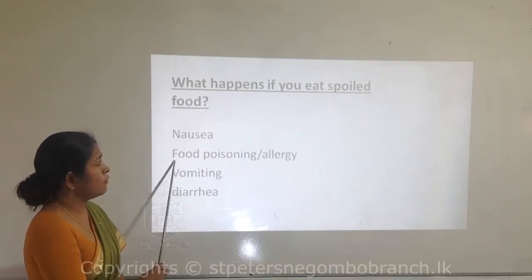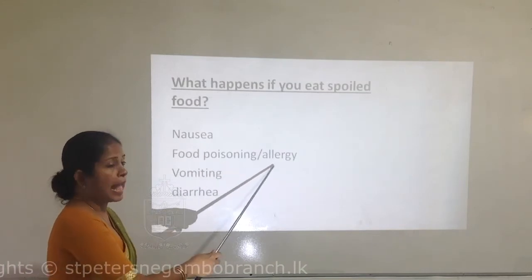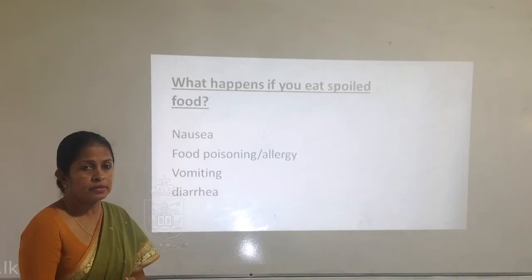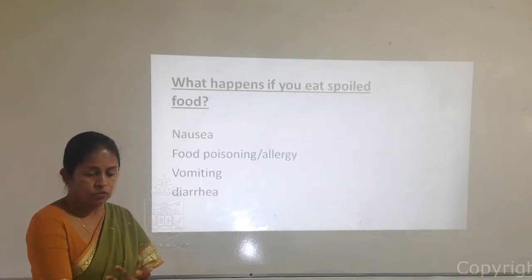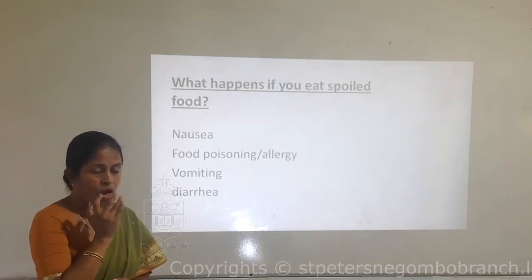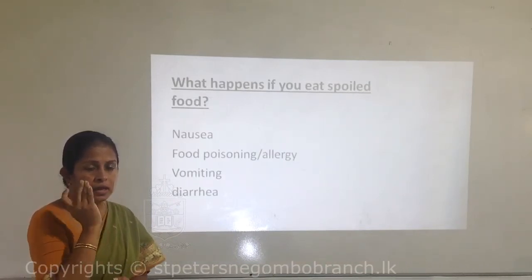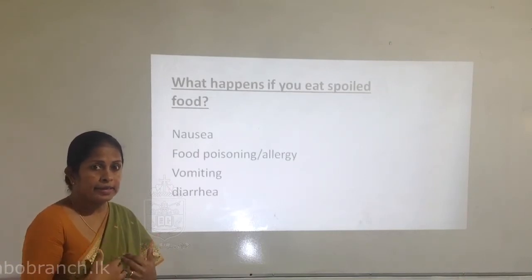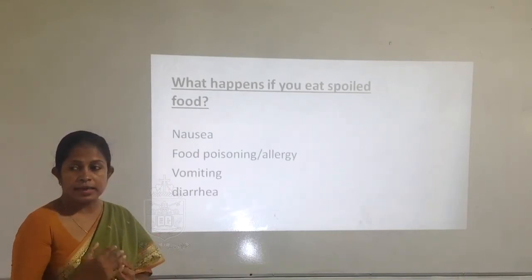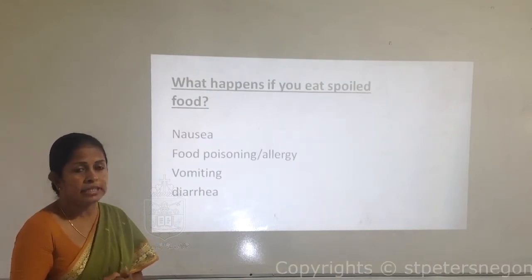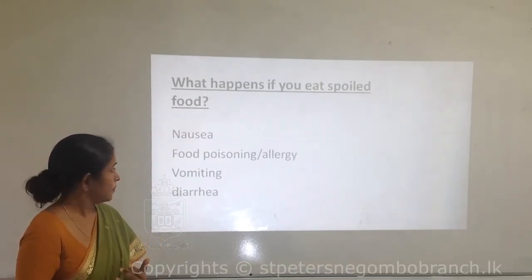Next is food poisoning or allergy. You will get food poisoning. Sometimes you will start itching. The whole body starts to itch. And sometimes your eyes, mouth and everything get a red color. So if anything like this happens, it's an allergy. We call it allergy. It's food poisoning.